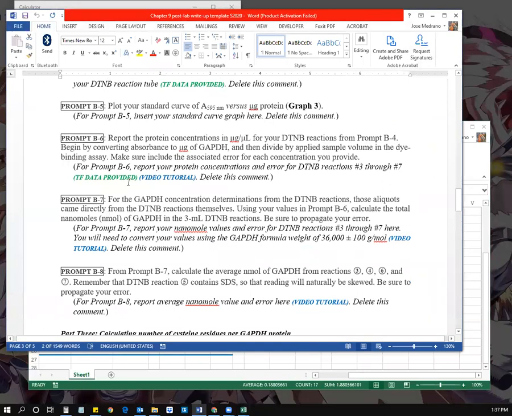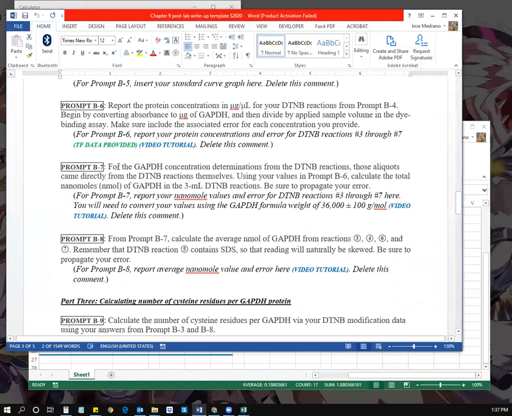Now it says for prompt B7, for the GAPDH concentration determinations from the DTNB reactions, basically telling you that those aliquots came directly from the DTNB reactions themselves, meaning you don't have to take care of a factor of 2 quenching back calculation or anything like that. They came from the leftover reactions from your 3 mL DTNB reactions themselves. So the concentrations that you are reporting in prompt B6 reflect those in the 3 mL DTNB reactions.